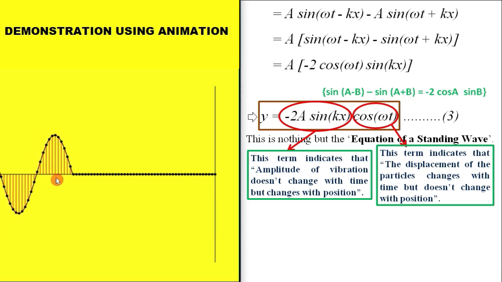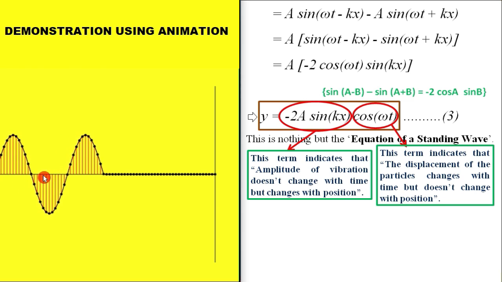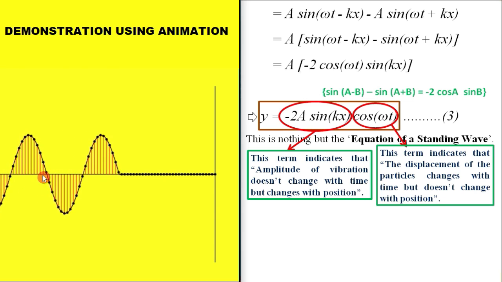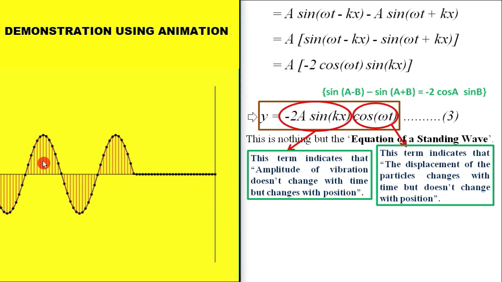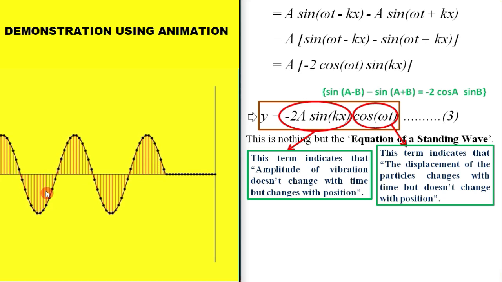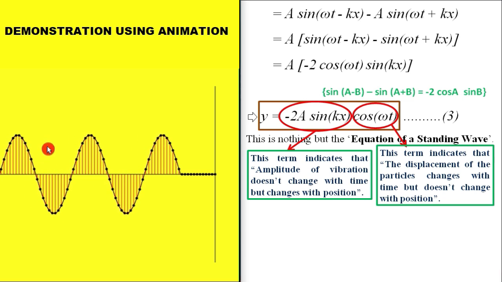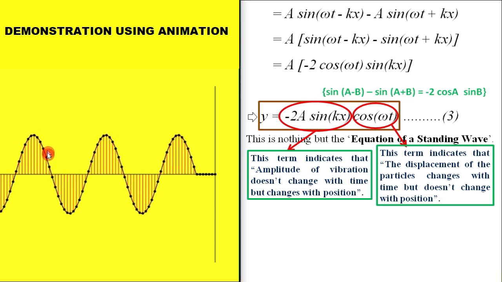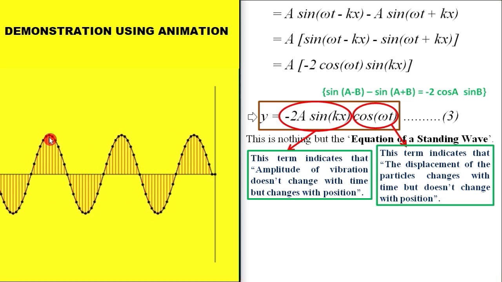But let us watch only one particle. Let us watch only this particle, the particle at this point, just where my cursor is. Just watch this particle. This particle is going like this and coming like this. Only one particle you watch. This one particle is in oscillation like this. You can see this particle.